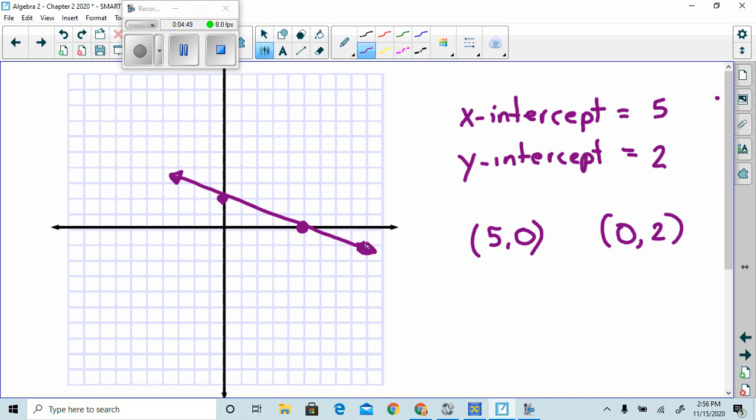Now, of course, life is never as easy as that, so you know that we have to do a little work to find our intercepts. Let's try our first problem.